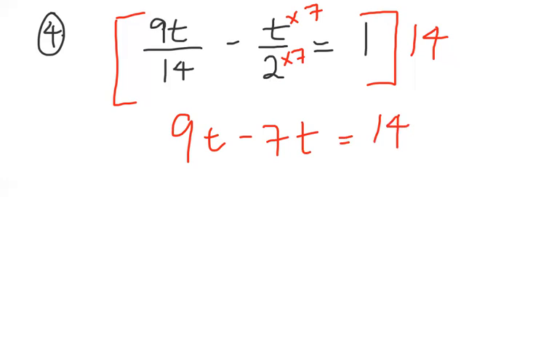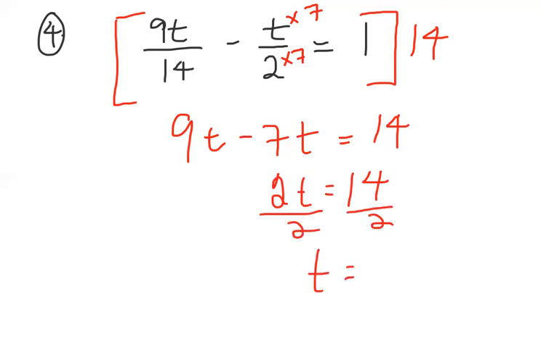Now, guys, look at how easy the problem is. We've eliminated the fractions. So now you can go about finishing the problem. So 9t take away 7t leaves you with 2t equals 14. And then you want to divide both sides by 2. So t is equal to 7. And there you are. All right, guys.